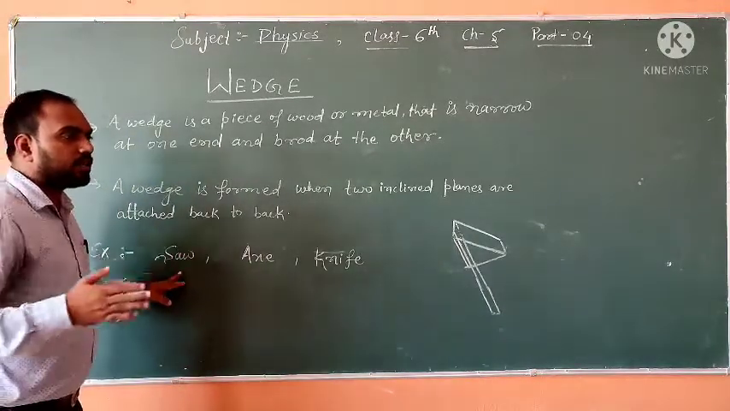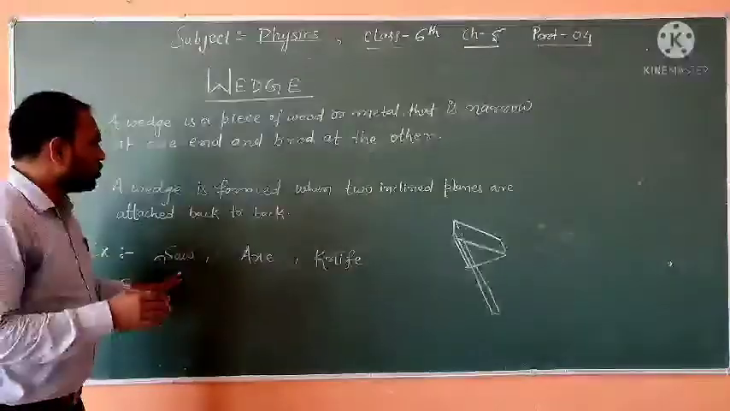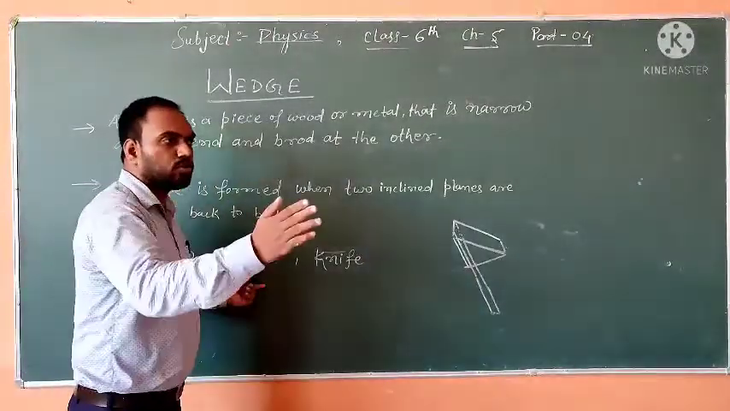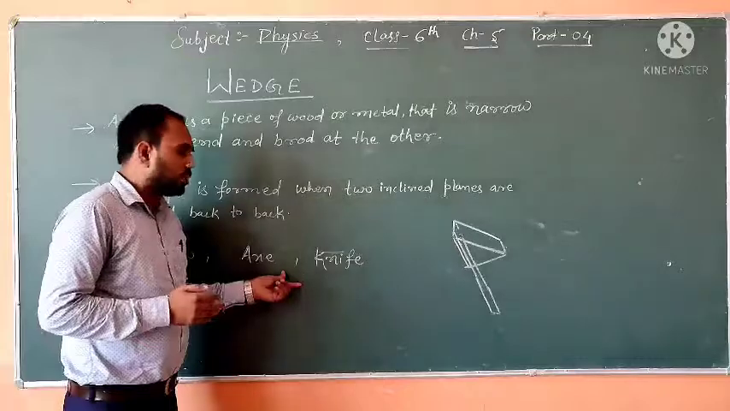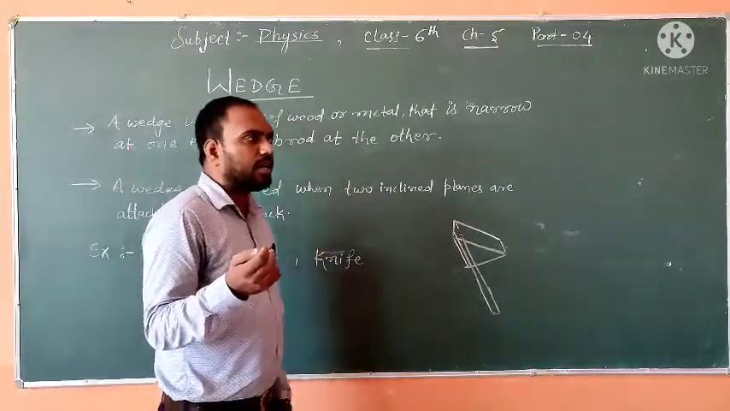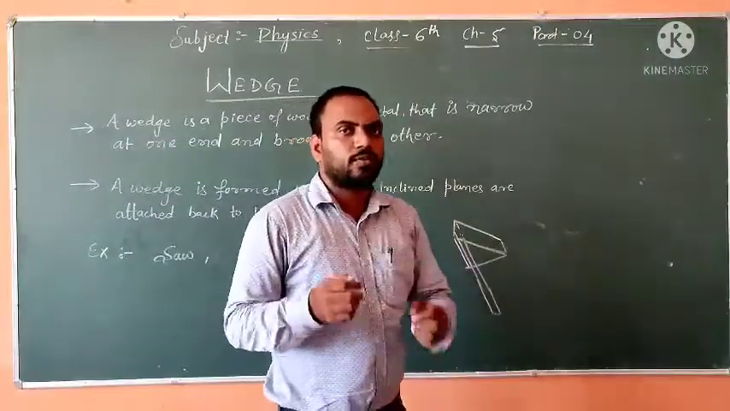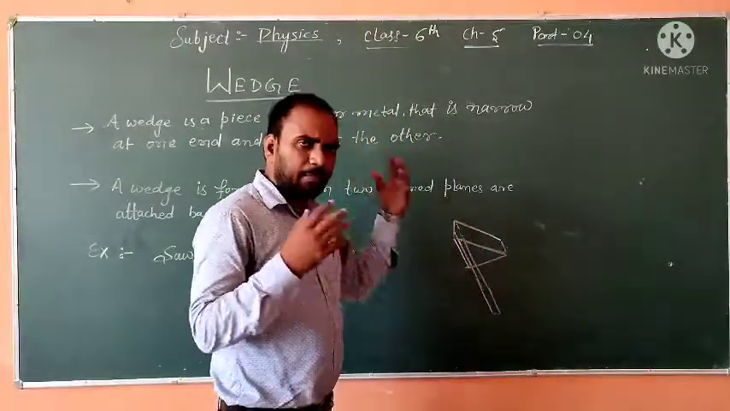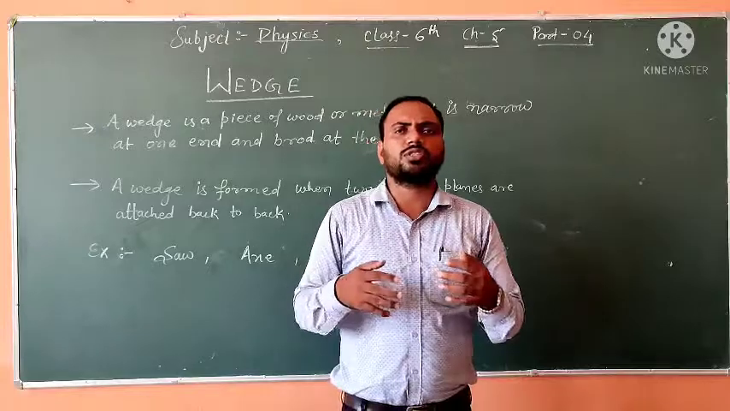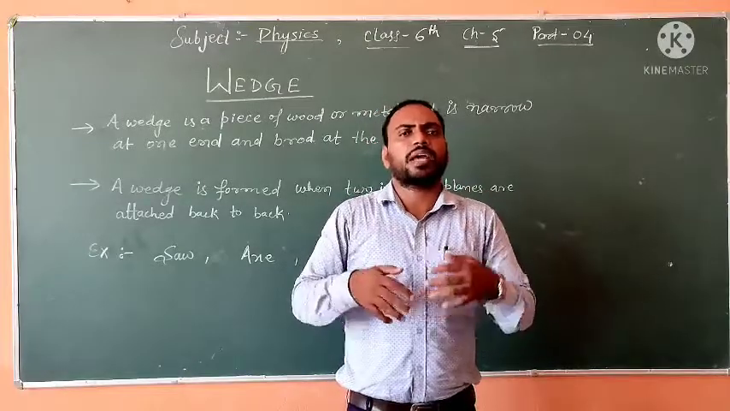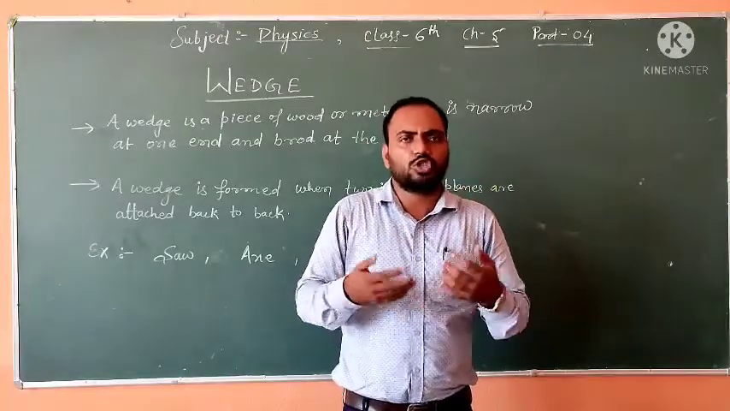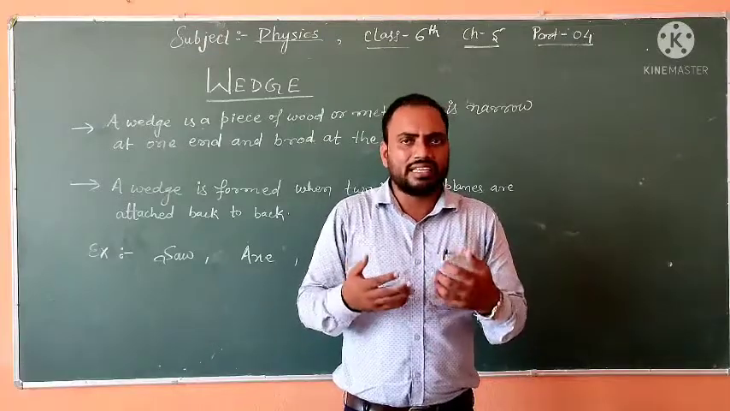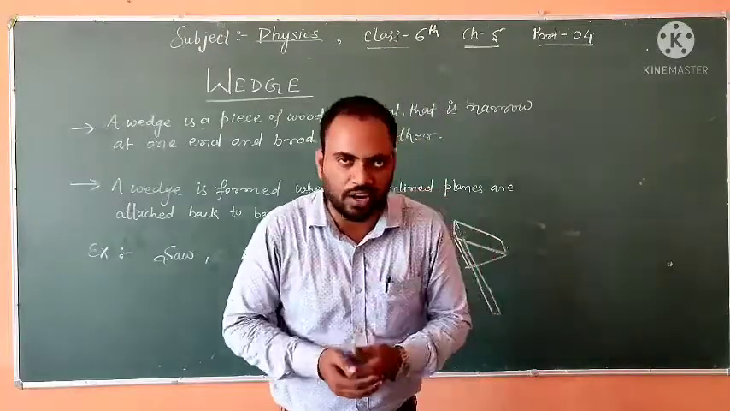A saw is used to cut wood. An axe is also used to cut what? Wood. A knife we use in day-to-day life to cut vegetables or anything, dear. So this is a very simple machine which we use in our day-to-day life to make our work easy, a job done very simply with less effort.